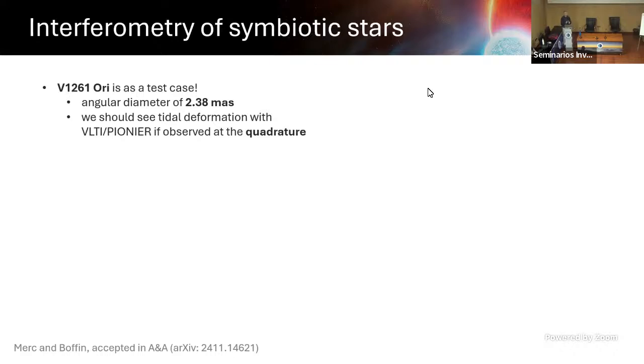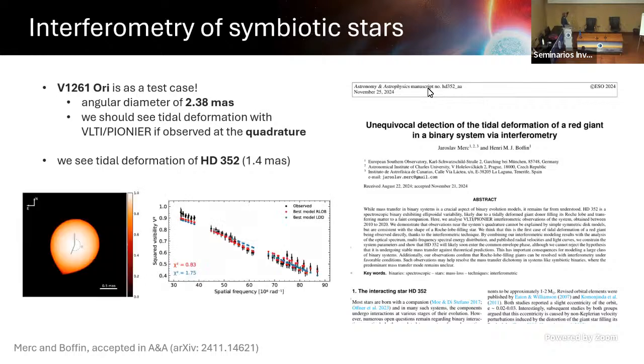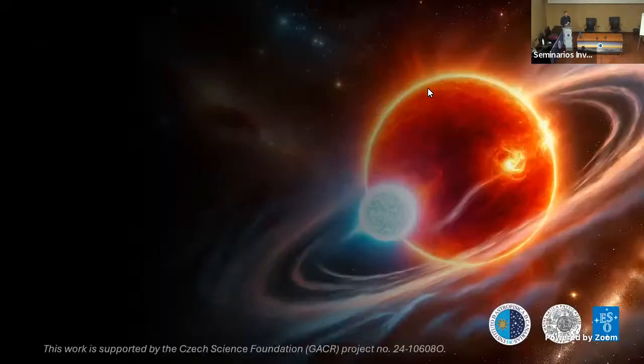So we should see the tidal deformation with VLTI Pioneer easily if we observe at the right moment, at the quadrature. And I am sure about this because last week my paper was accepted, where I showed for the first time that we can actually see the deformation of a red giant in a binary with interferometric observations. And that star is half the size, and we were able to see the deformation. So for the one in Orionis, we should see that if we observe at the quadrature. So it's really a good test for this kind of question.